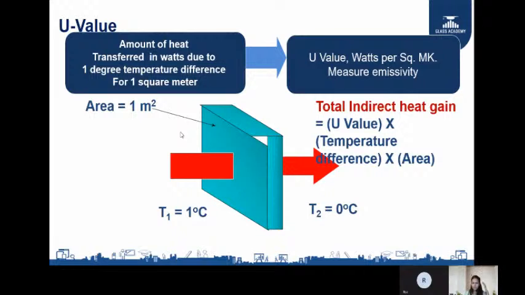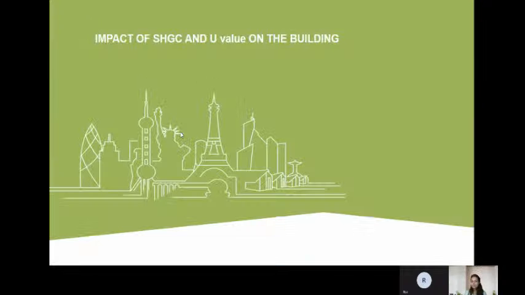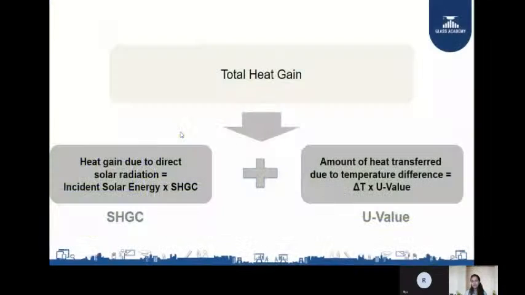So solar energy incident on the glass is partly transmitted, as you can see here, partly reflected and the balance absorbed. The solar energy absorbed is re-emitted inside and outside again. So the total solar heat gain is direct solar radiation plus solar radiation absorbed and re-emitted inside, divided by the total heat which was being incident. This is known as a solar factor.